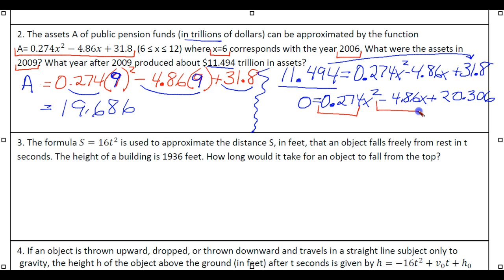We identify our A value, our B value, and our C value, and interestingly it comes out to be X equals 11. So again, we're talking years, starting in 2006 is 6, so 2009 is 9, so 11 would be 2011.